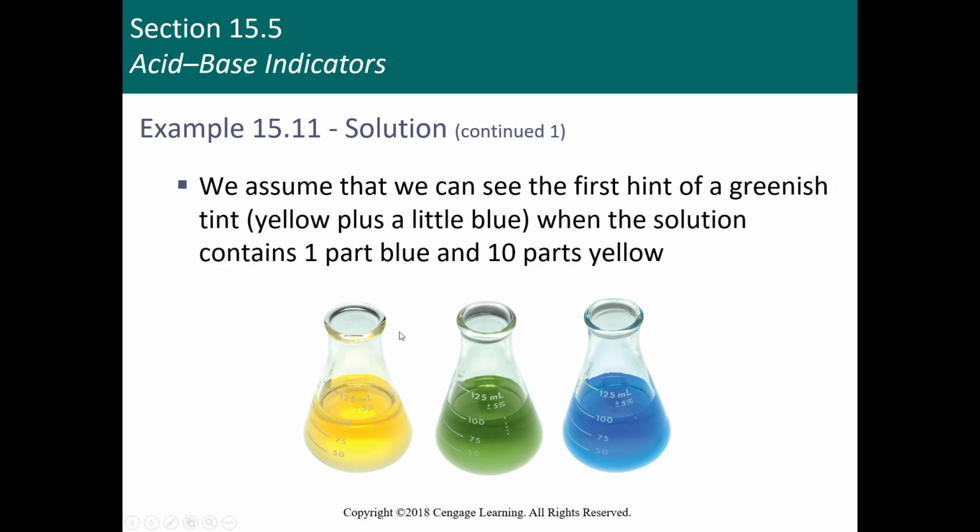And so this is what it should look like. First, it's going to be yellow. When it gets somewhere in the order of 1 in 10, it'll start looking like a very light green. And then once they're about equal, you have equal amounts of the acid and base forms, you'll have a nice green color, right? And then eventually it will go on to a green blue. And eventually, once you have gotten rid of almost all of the acidic form, it will go on to this blue color right here.